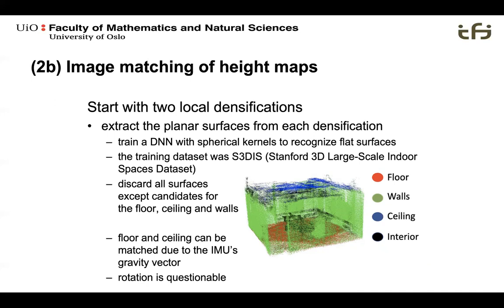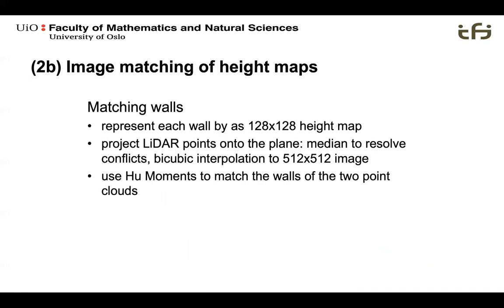Floor and ceiling can then also be matched very easily because the IMU's gravity vector is super reliable. So the only thing that is questionable in order to figure out how the two point clouds should be matched is the rotation and, of course, the absolute translation. So we now have plane equations for each of the walls, but we want to figure out which wall is which in the two different scans.